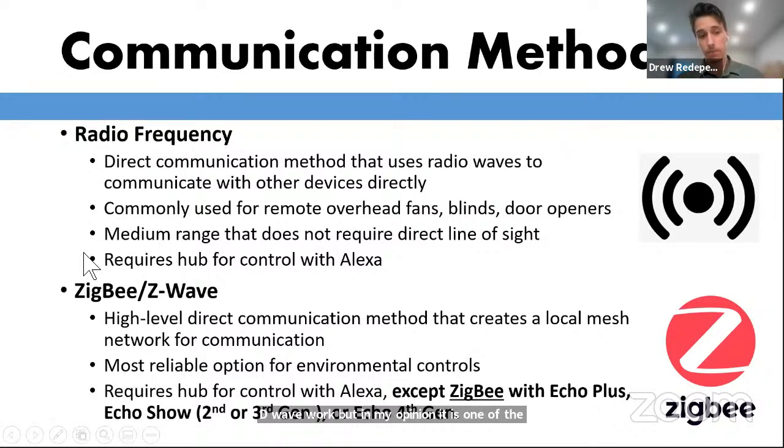And the nice thing about ZigBee-based devices specifically is that Alexa recently came out with devices that have ZigBee hubs built into them. So in order to connect to your ZigBee-based devices, you don't need any intermediate hub. If you have an Echo Plus, an Echo Show 10-inch 2nd or 3rd generation, or an Echo 4th generation, you can connect ZigBee devices directly to it without having some sort of hub to translate Wi-Fi signals to ZigBee, since Alexa can now have ZigBee built into it.